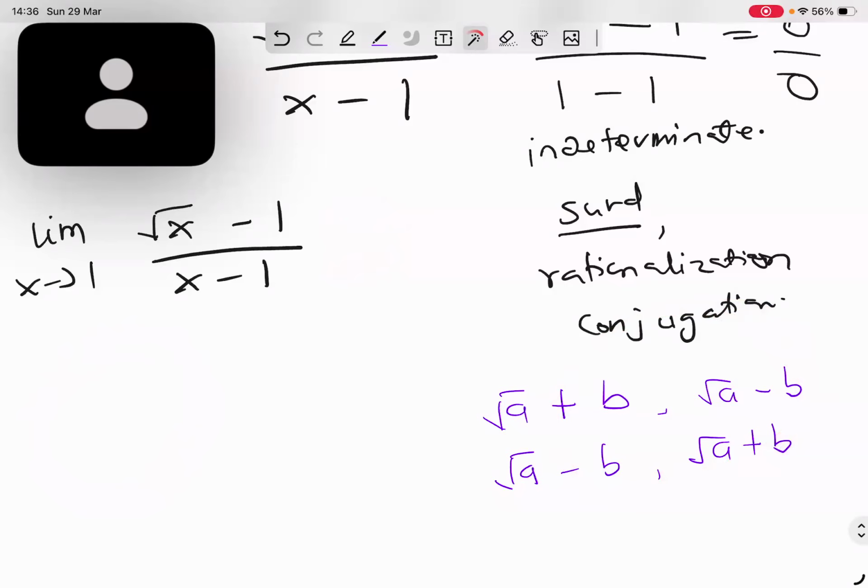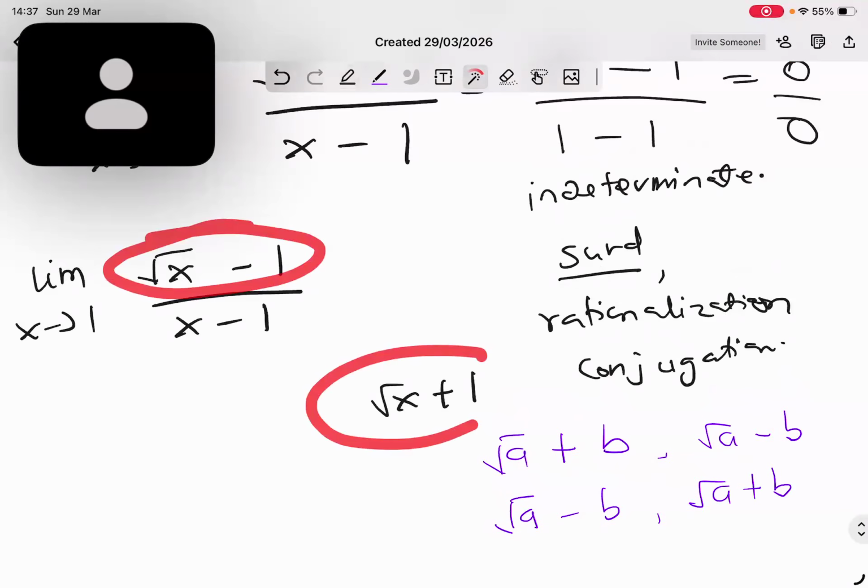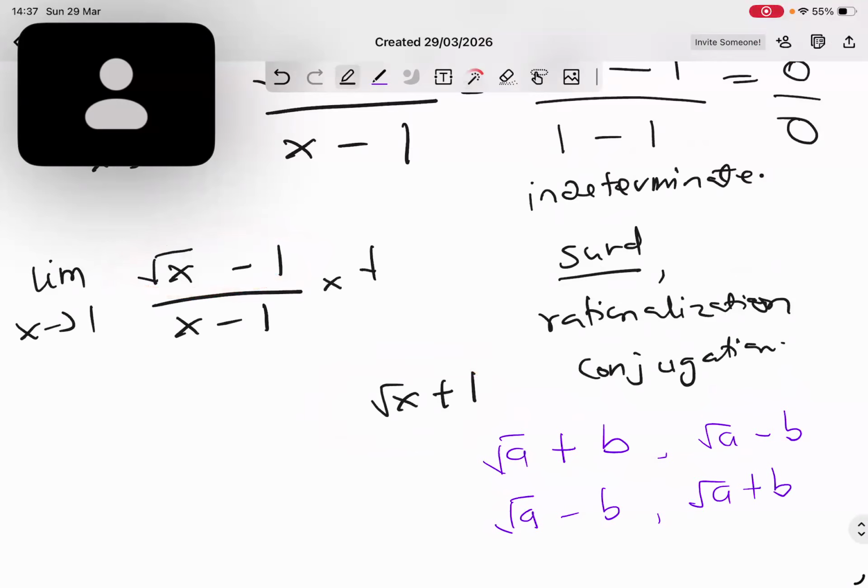All right, so since we are simplifying the numerator, we perform conjugation. Conjugation is to write the same function, but change the operator between the terms, which is a subtraction, into an addition. So the conjugate of square root of x minus 1 will be square root of x plus 1. Multiply this top here by the square root of x plus 1.